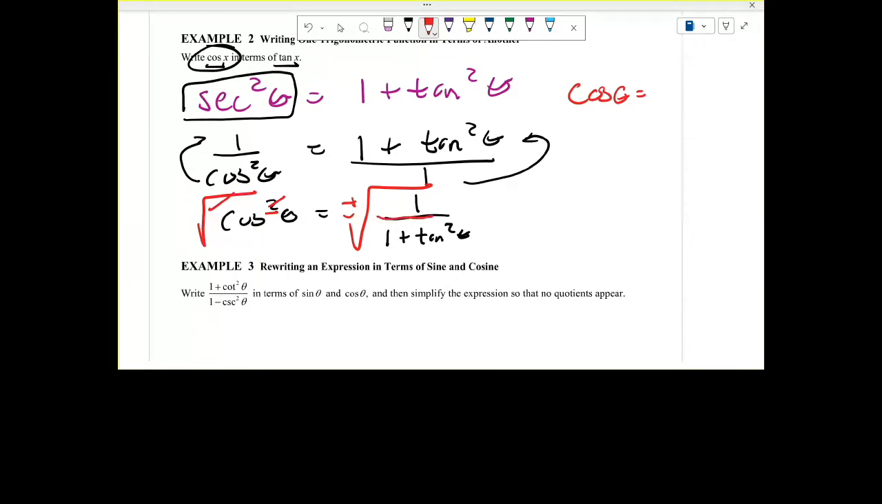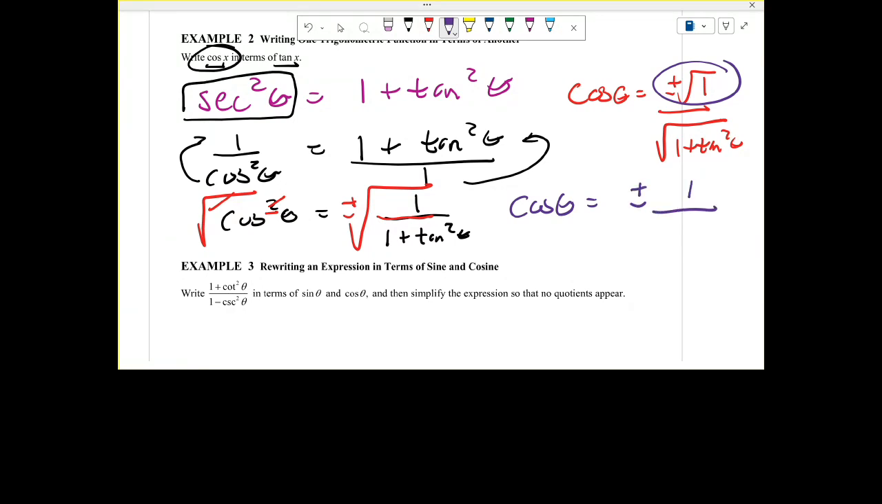When we're taking the square root here, we can break up that square root as the square root of the top and the square root of the bottom. First question. Anybody know what's the square root of 1? Still 1, right? Okay.